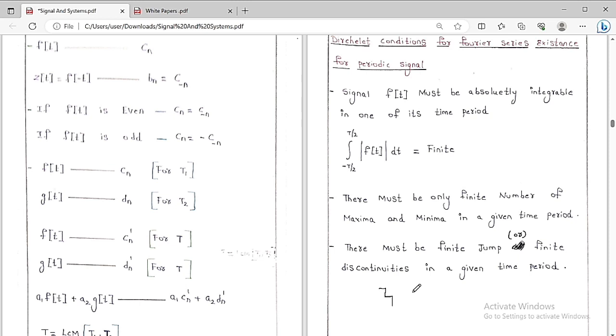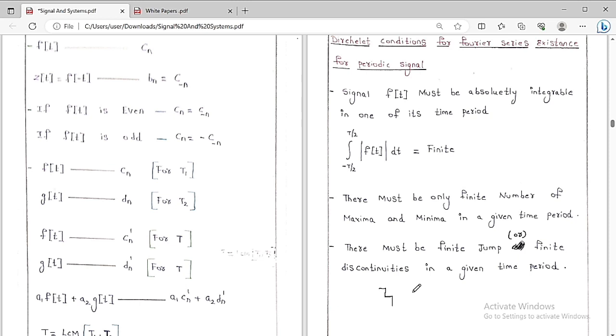You should get a finite value, and there must be only a finite number of maxima as well as minima in a given time period, and there must be a finite jump or finite discontinuity in a given time period. So in simple words, suppose there is an f of t which is a periodic signal. Now we need to check whether a Fourier series is going to exist for this function or not.